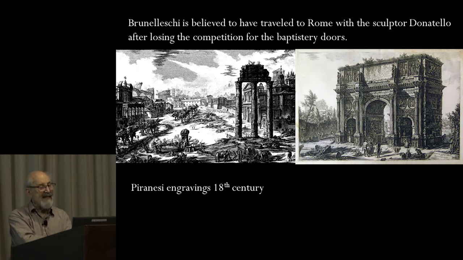So here it is in the 18th century when it was illustrated by Piranesi. But there would have been a lot more of the Roman architecture at this time. The popes of Rome used ancient Rome as a stone quarry, and many of the palazzi and the Vatican buildings were built with stone that was taken from Roman monuments. So they would have seen more than this.